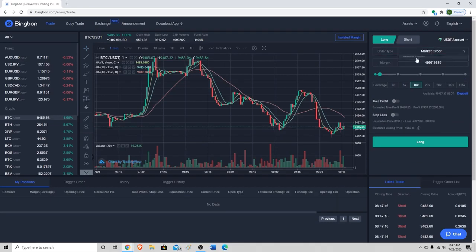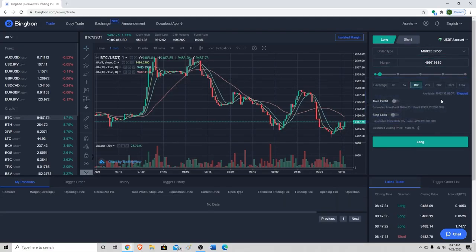I usually market on BingBon. The fees are pretty low to market in and out, so I really like it for scalping. It's 0.04%, 0.045%, whereas a lot of other exchanges are 0.075%. So that's a big difference in fees, especially for marketing.